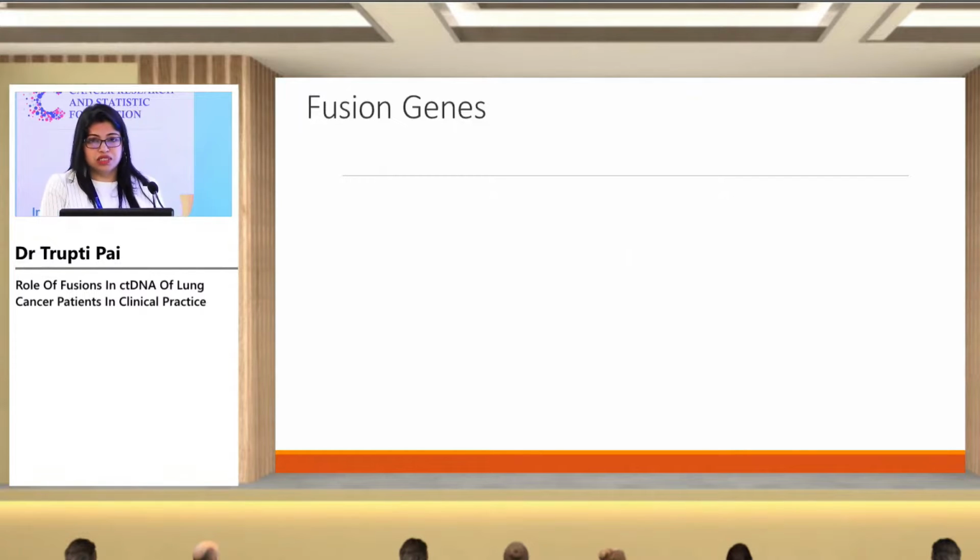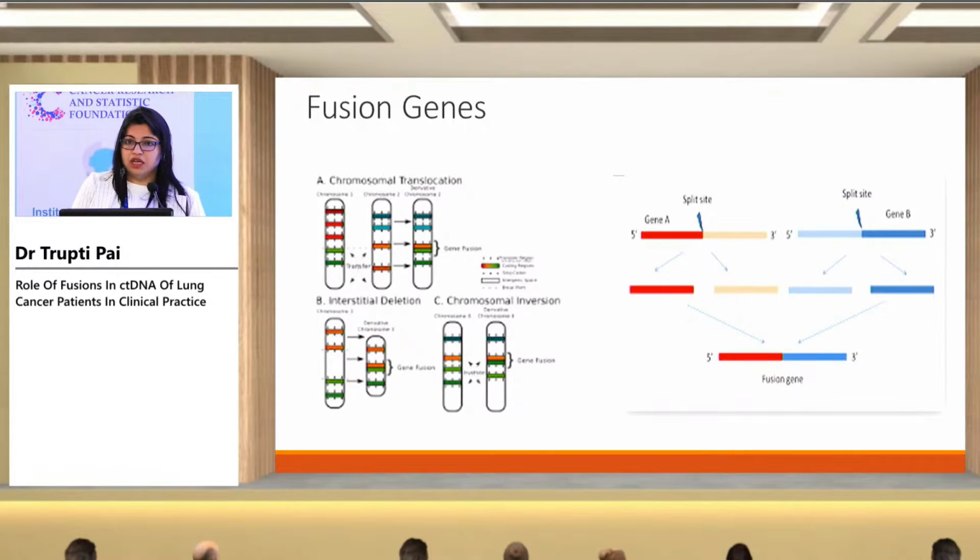So coming to fusion genes. What are fusion genes? Fusion genes are basically a juxtaposition of two independent genes which come together, following which there is a driver mutation, a molecular driver, which stimulates the downstream signaling pathways. A fusion gene can be a translocation, deletion, or inversion. It can be within the same chromosome or within a different chromosome.